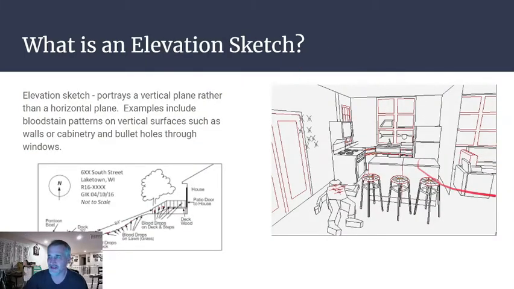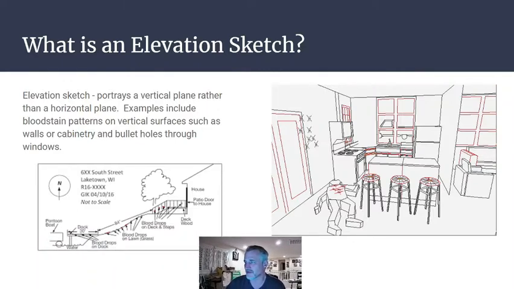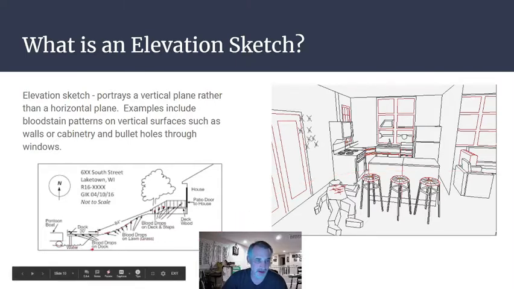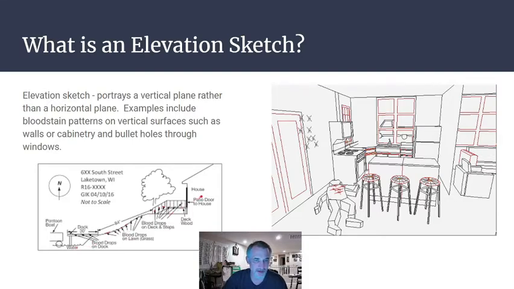Now, elevation sketches, and I'm going to again move myself so I'm in a little better position. Elevation sketches are basically portraying vertical planes rather than horizontal planes. Examples of this could be bloodstain patterns on vertical surfaces like walls, or the cabinetry on the walls, or bullet holes through windows or walls. This is an elevation sketch showing how we're starting from the water and moving up in elevation. It's showing the side of the house and the different spots where we might have drops of blood.